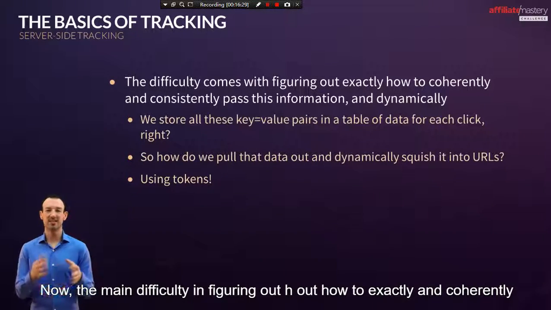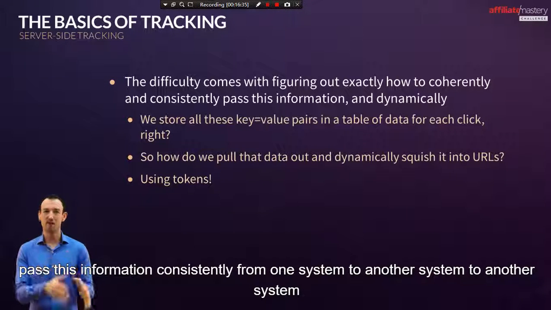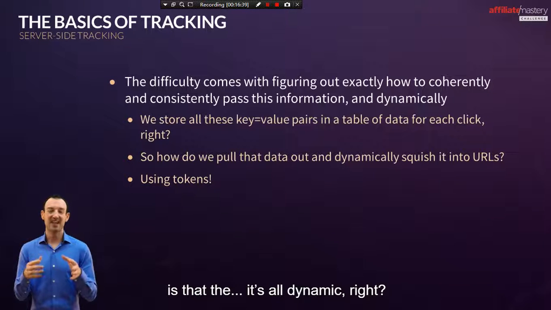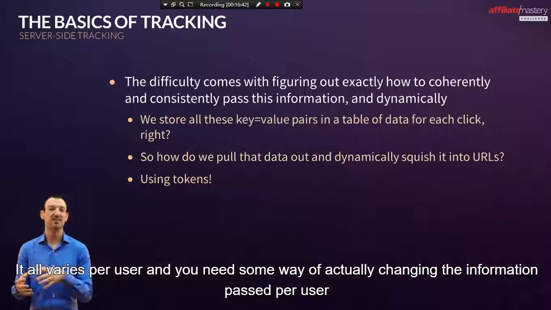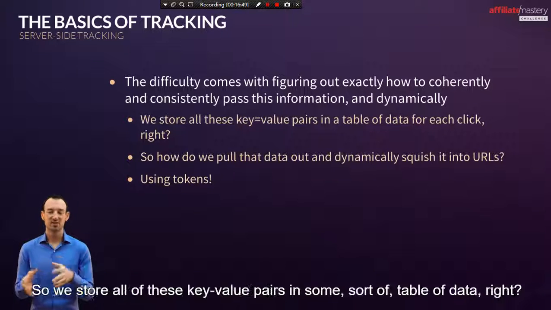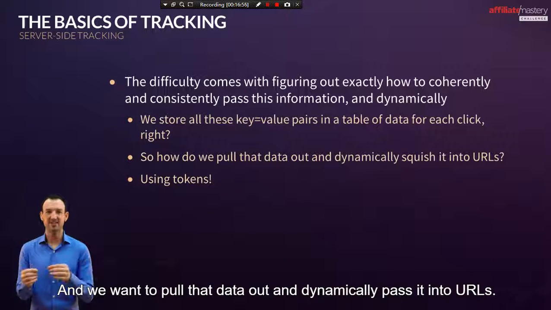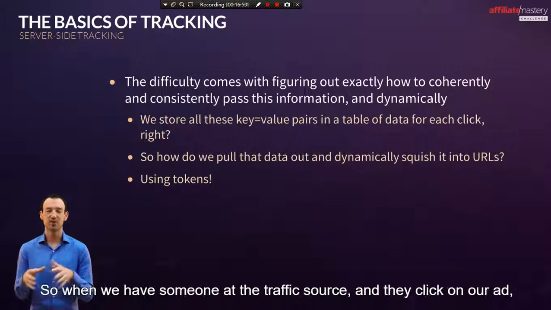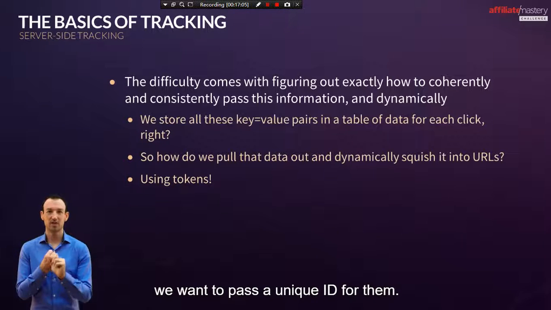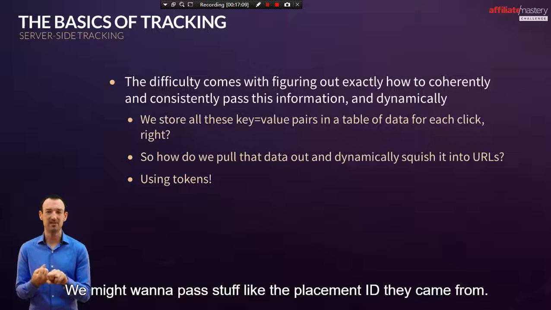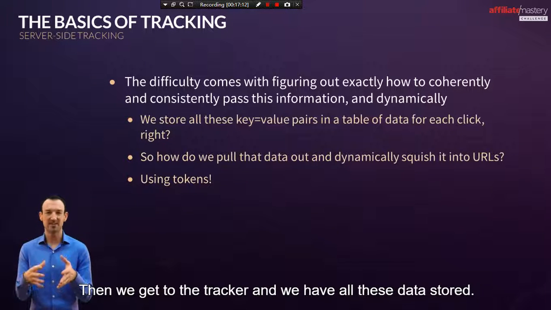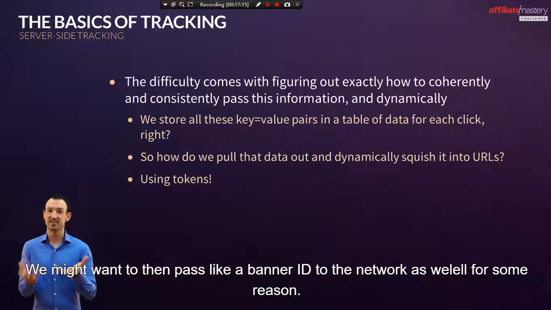Now, the main difficulty in figuring out how to pass this information consistently from one system to another system to another system is that it's all dynamic. It all varies per user, and you need some way of changing the information passed per user. So we store all of these key value pairs in some sort of table of data, and we want to pull that data out and dynamically pass it into URLs. So when we have someone at the traffic source and they click on our ad, we want to pass a unique ID for them. We might want to pass stuff like the placement ID they came from. Then when we get to the tracker and we have all this data stored, we might want to pass a banner ID to the network as well for some reason.